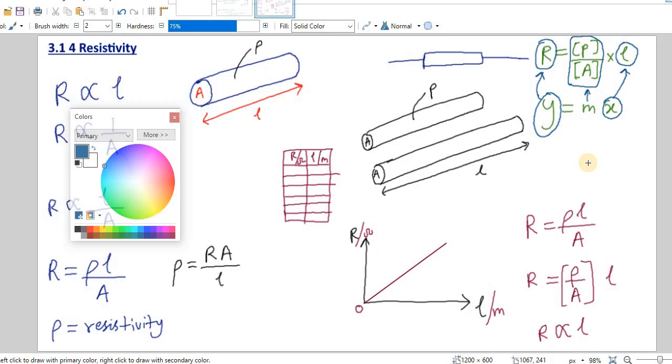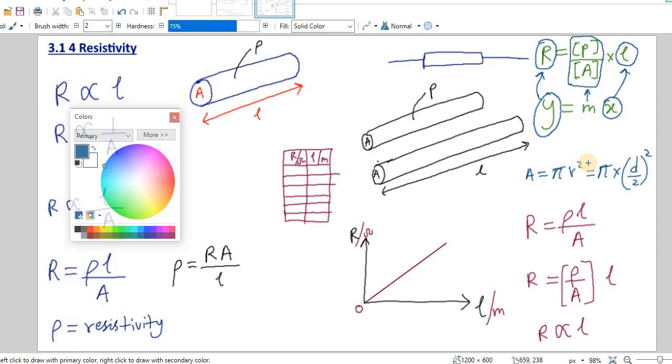So once we find the gradient, we can find the resistivity, because the area of cross section we can get using the formula pi r squared. Now radius is diameter divided by 2, so we can write this as pi times diameter divided by 2, whole thing squared. That is the radius. Okay, now how do we measure the diameter?